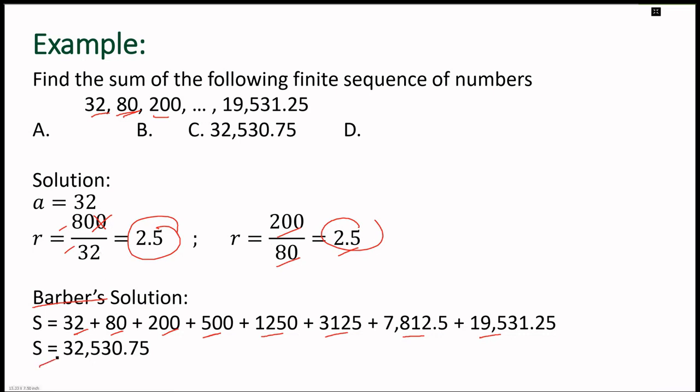So if we add all these terms, we can get 32,530.75. So guys, during the board exam, you might forget the formula. So just go back to the basics. This is about a sequence, right? So if you do not know the formula, do not use the formula. You know the principle, right? So you just add everything up.